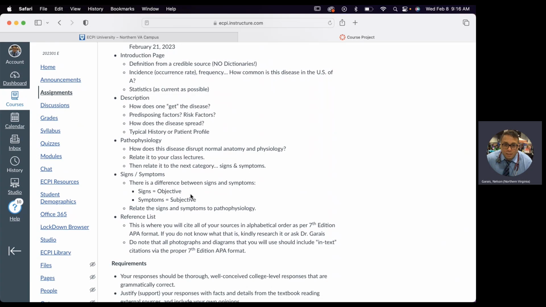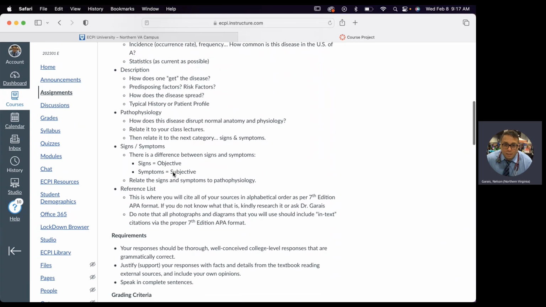It's not debatable. It is what it is. We all see it. But what's a symptom? A symptom is how a patient feels, like pain, or if your patient feels feverish, or the patient feels pressure. What does that mean? It could mean one thing for one person and another thing for another. So be able to differentiate a sign versus a symptom and relate it to this pathophysiology.